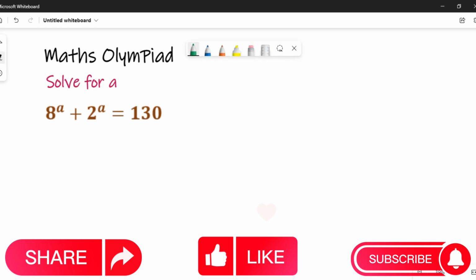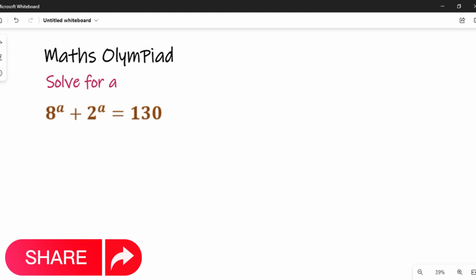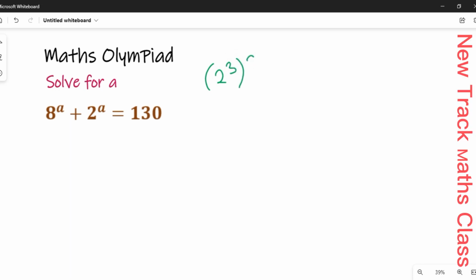To solve this question, we are going to look at how we will simplify the parameters that are given. In this equation, we'll find out that our 8 can be equal to 2 raised to power 3, so we have 2 raised to power 3, raised to power a, plus 2 raised to power a, equal to 130.